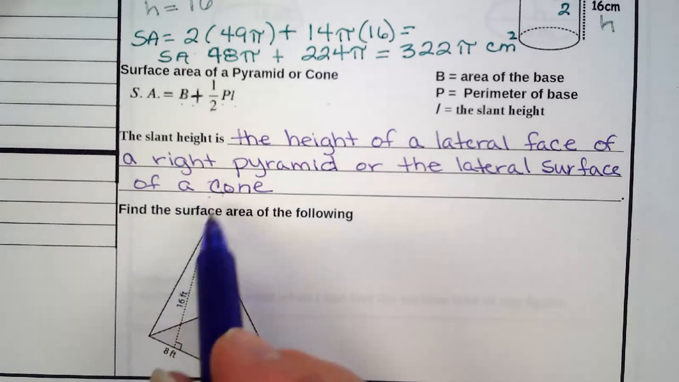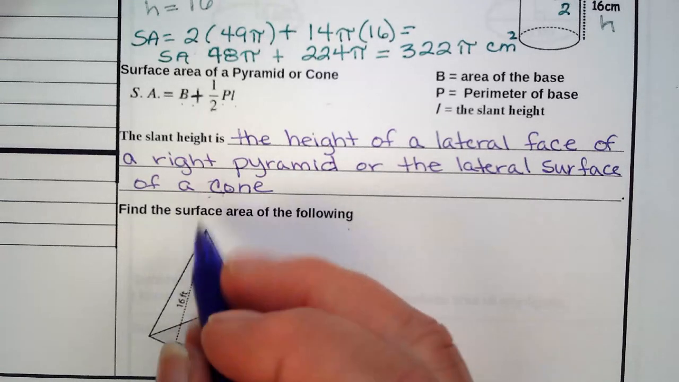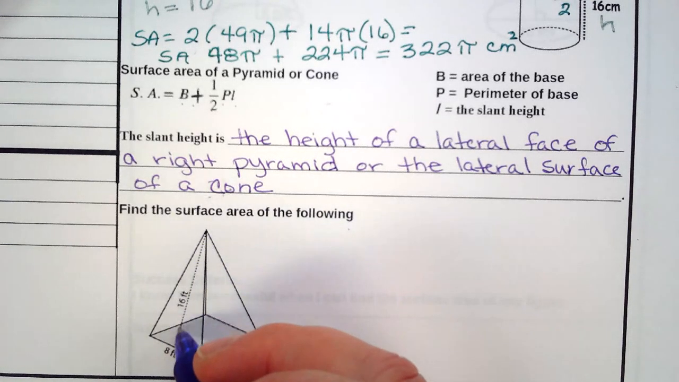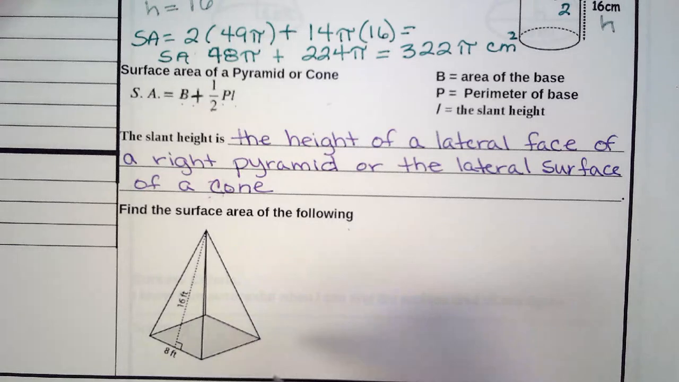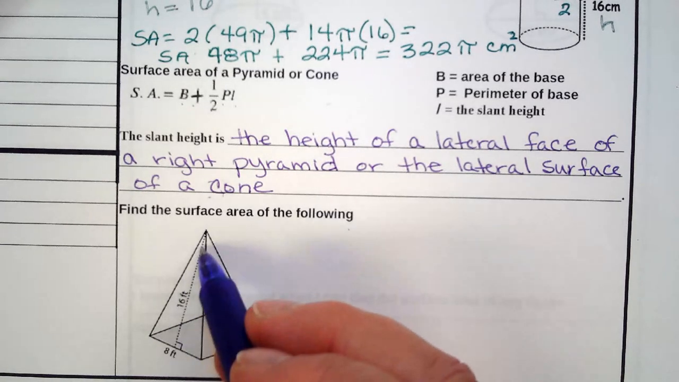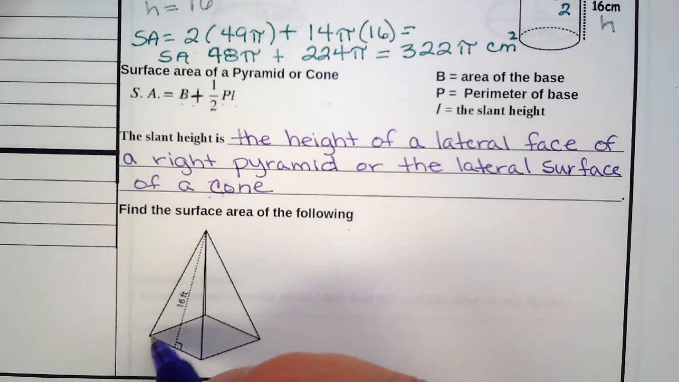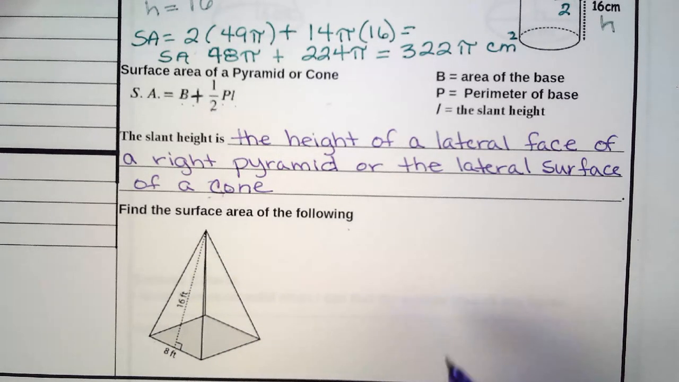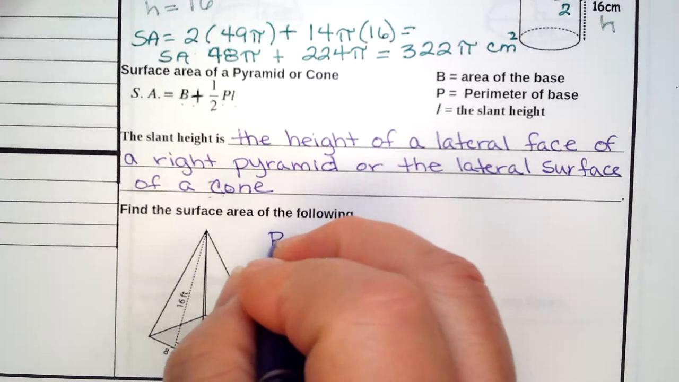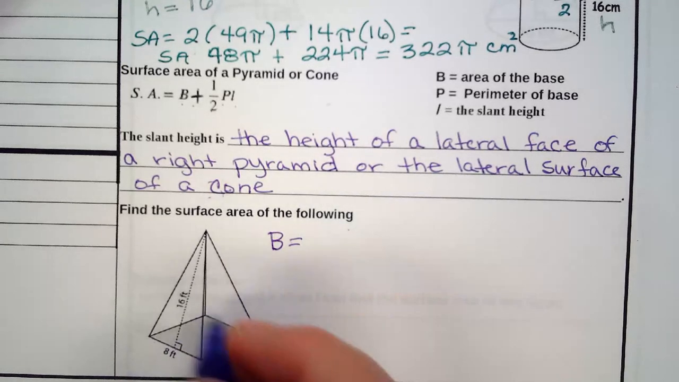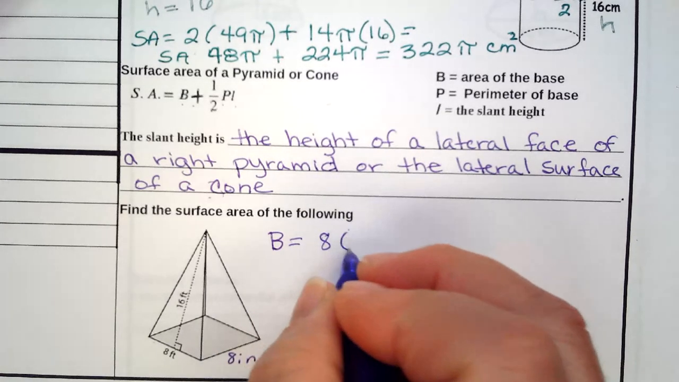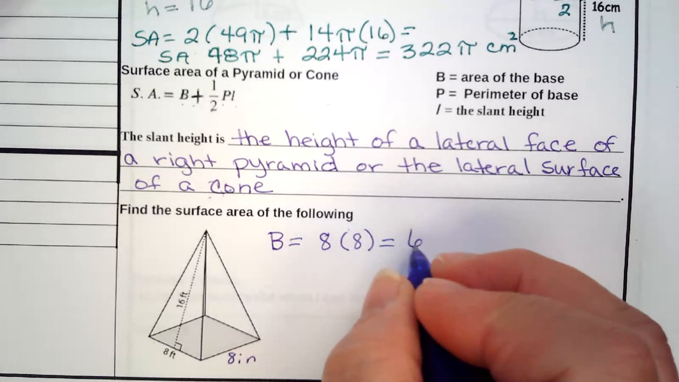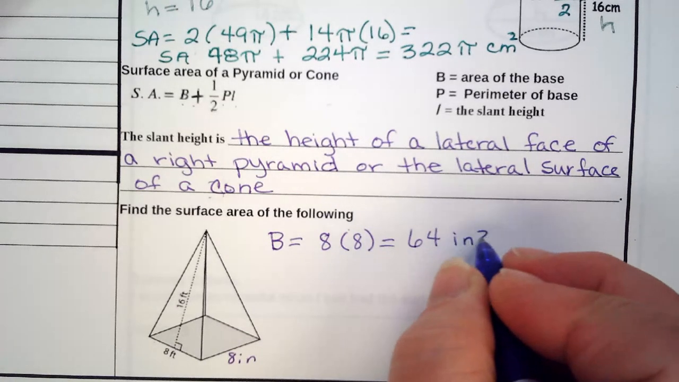So if we're going to find the surface area of the following, this slant height is the one that comes down from the point, and this is one of your lateral faces, which is a triangle. So it's the height of that triangle. So the base is a rectangle. So you would take 8 times 8, actually it's a square, which gives you 64, and that would be inches squared.